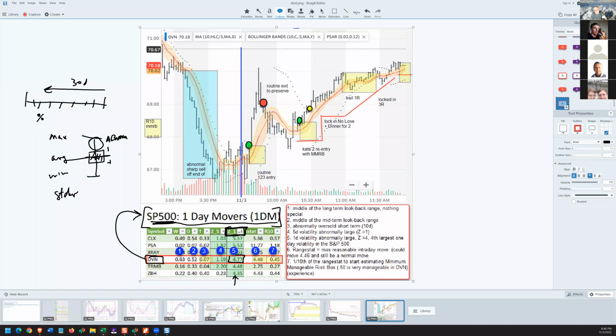It was a 4.77 standard deviation move. And the 5-day z-score, calculated kind of the same way but looking at 5-day volatility, was also abnormal. So when you look at the sniper stats, point number 1, the 150-day look back is at 0.63, so it's kind of in the middle of the long-term look back range. Nothing special there. The 30-day look back, it's right in the middle of that one.